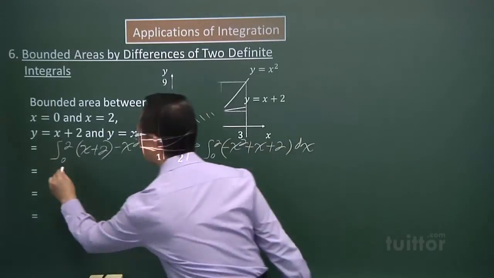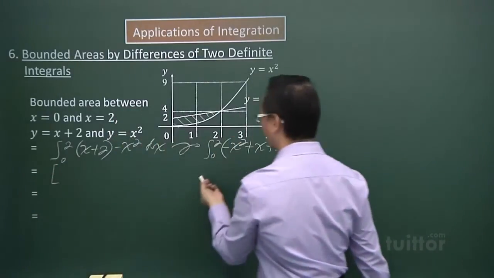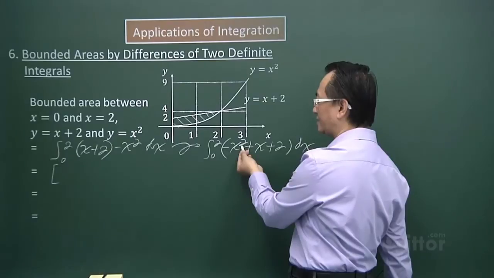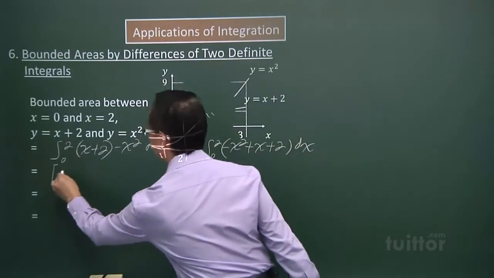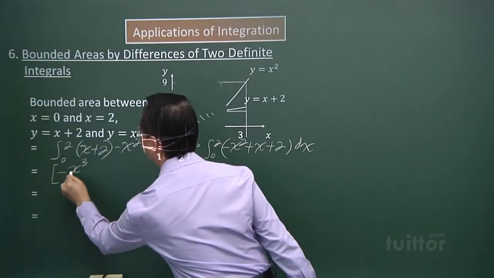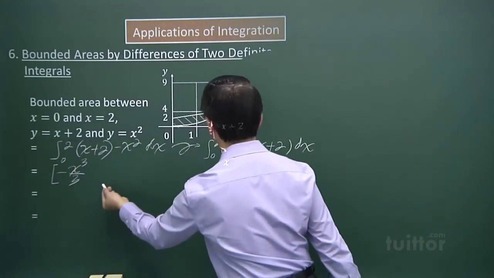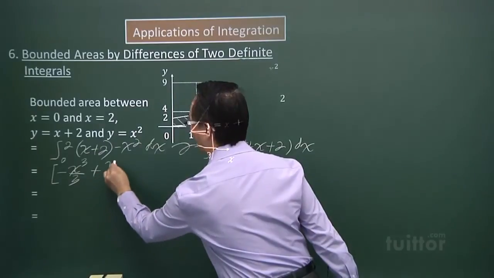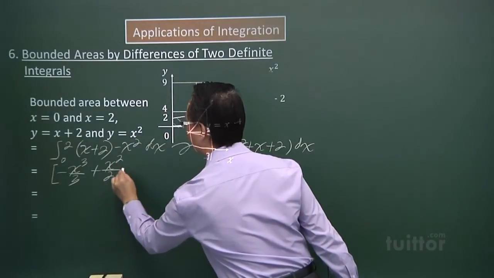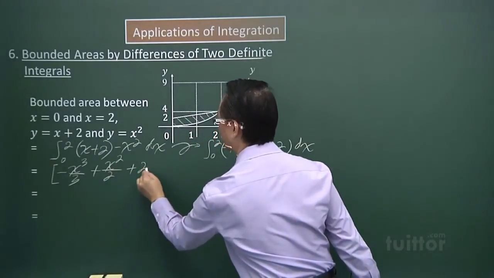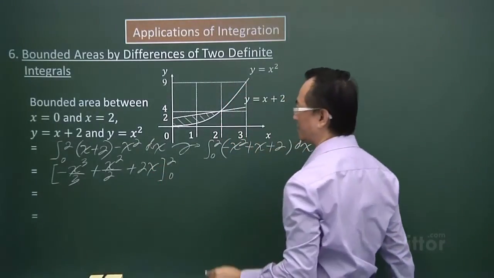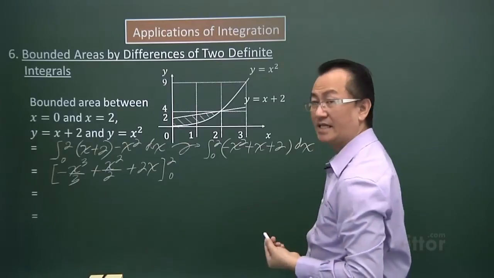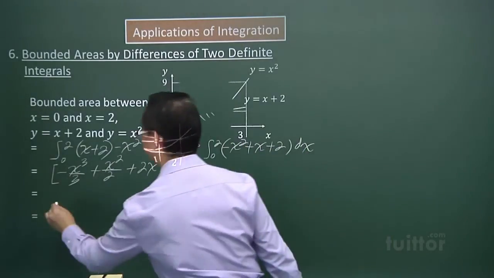So the integration now, add 1 to the index, I get negative x cubed, then divide it by the new index 3, plus x squared over 2 plus 2x. Upper limit, lower limit. Next is to do substitution.